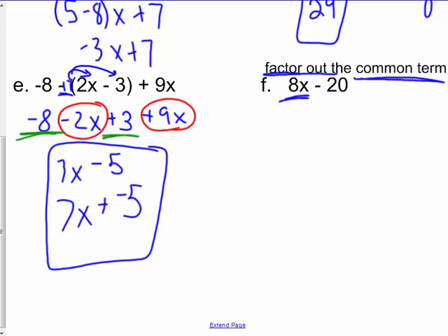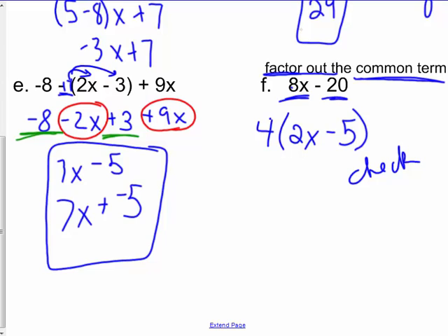In F, the last one here, we're going to factor out the common term. So if I look at 8x and negative 20, what can I factor out? What's the same? What's a common factor? What goes into 8 and 20? Well, 4 does. So I start with 4 on the outside. I say 4 times what gives me 8x? Some people like to go 8 divided by 4. Same idea, that's fine. But I do get 2x there. When I do negative 20 divided by 4, or 4 times what gives me negative 20, I do get negative 5.